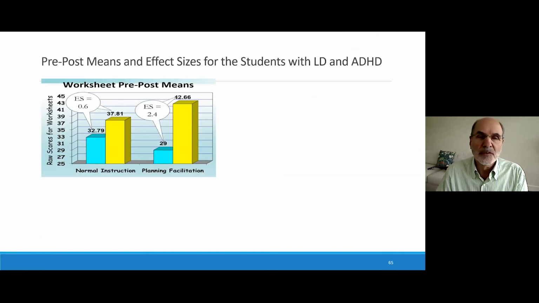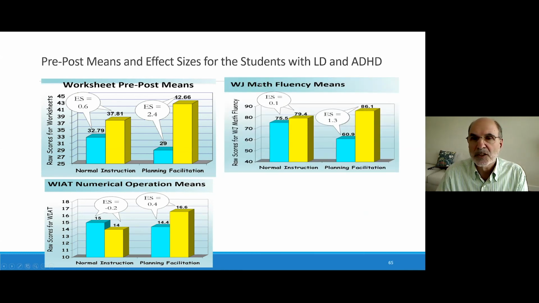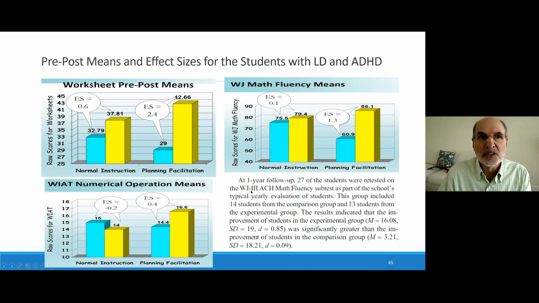And the long and short of it is, here's what we found. When you encourage students to be more strategic about how they do what they do, using the method I call planning facilitation, which is a handout in my Helping Children Learn book, they improve in mathematics taken directly from their curriculum more than students who were given more math instruction. And the effect generalizes to standardized achievement tests, WIAT numerical operations, Woodcock-Johnson math fluency, and it lasted, in this study, a year, because a year later the experimental group was still better than the control group.